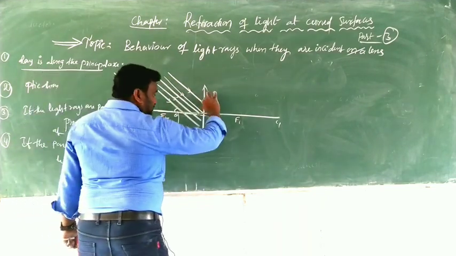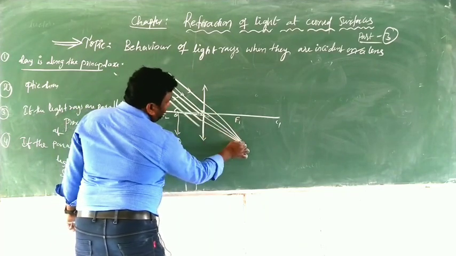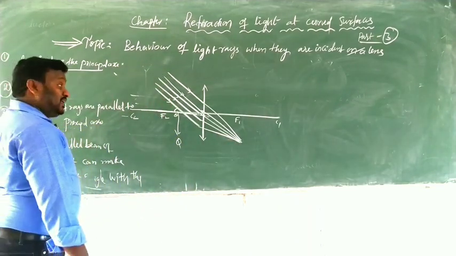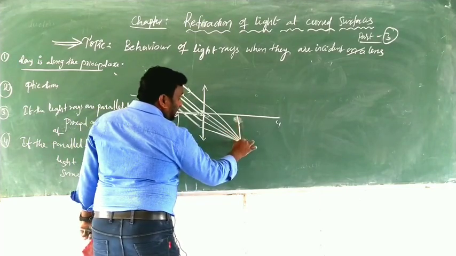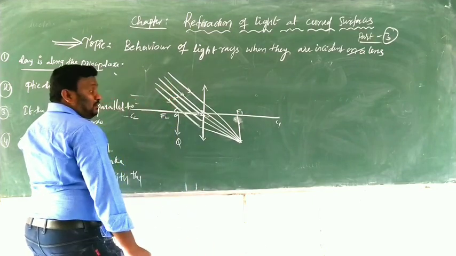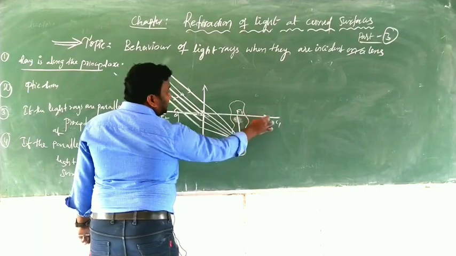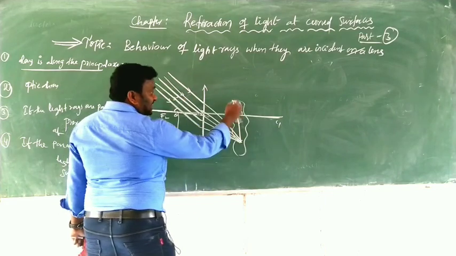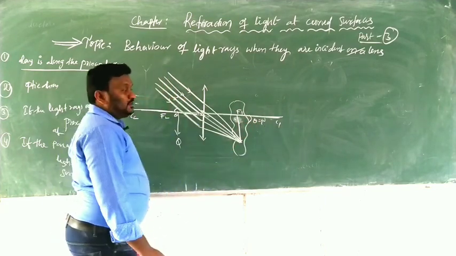After refraction, they should meet at one point that lies in the focal plane. The point is in the focal plane. Here, focal plane means the plane which is perpendicular to the principal axis. Clear? This is the principal axis and this is the plane. How much angle is there? 90 degrees. Clear?